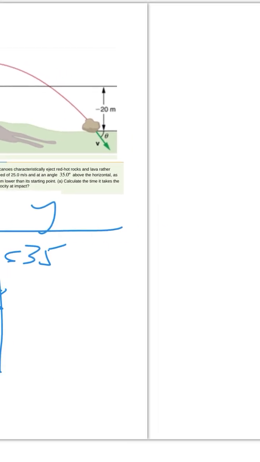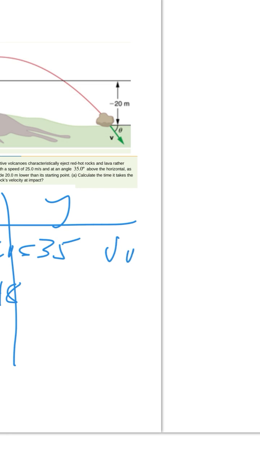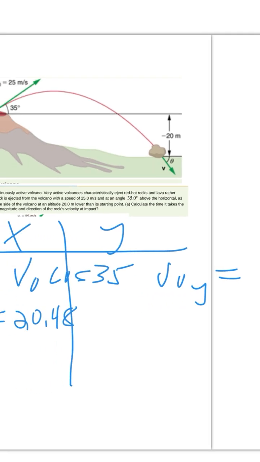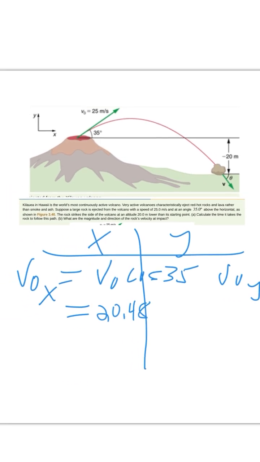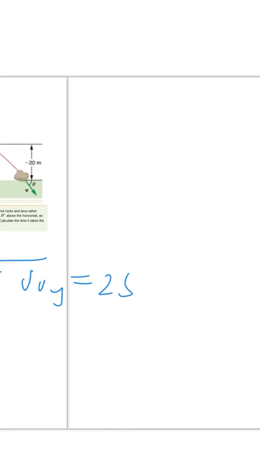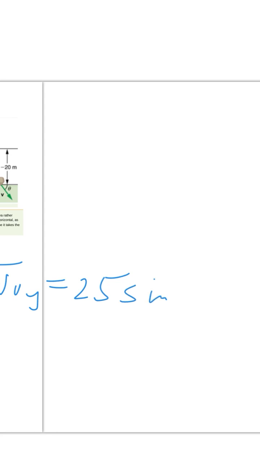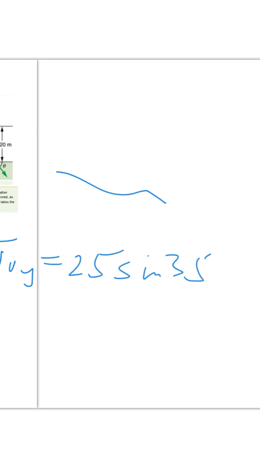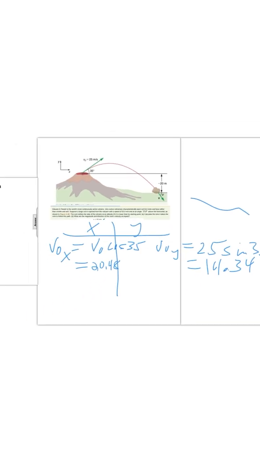VOY is equal to 25 times sine of 35. That's 14.34 meters per second. Okay, AX is still 0. AY is -10.